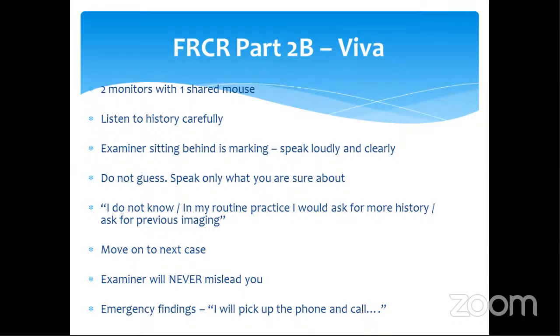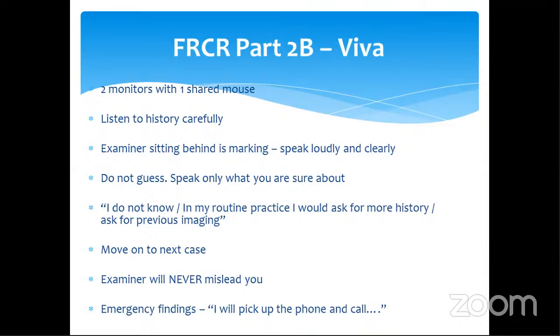If you are not sure what the answer is, prepare a script, like what you will say if you want to move on to the next case, or if you want to get additional info from the examiners. You can either say I don't know, or in my routine practice I would ask for more history in this case, or if it was my routine practice I would ask for previous imaging. And sometimes the examiners then help you out, they tell you more history, or if you are lucky you can actually get some previous imaging as well. Otherwise, it's always better to move on to the next case if you don't know the answer.